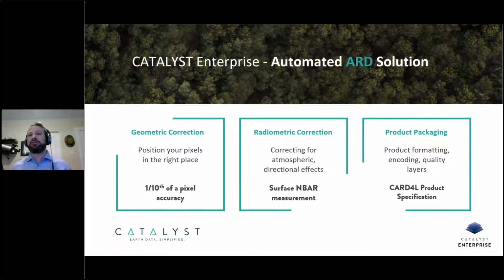And then finally from that, we then do product packaging. So we're packaging based on Card4L product specifications. So this looks at product formatting, encoding, generating quality layers, and the proper metadata formatting. So that once again, when you compare the Card4L ARD imagery with other Card4L ARD imagery, they're immediately interoperable. So they can immediately be compared with one another.